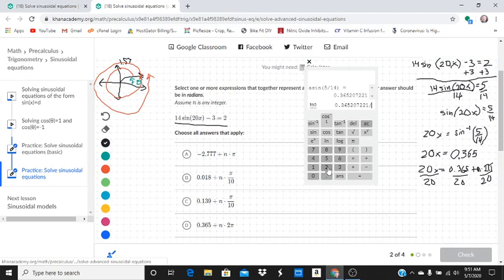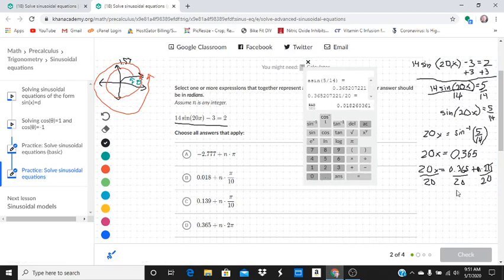So let's divide this by 20. So we're going to get 0.018. So we get x equals 0.018 plus now 2 pi divided by 20 is pi tenths. So it's plus n times pi tenths. Okay, so that's going to be this one. So we want to choose all the solutions. So we might think, oh, great, we're done.